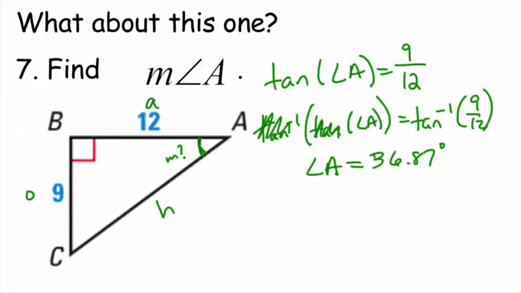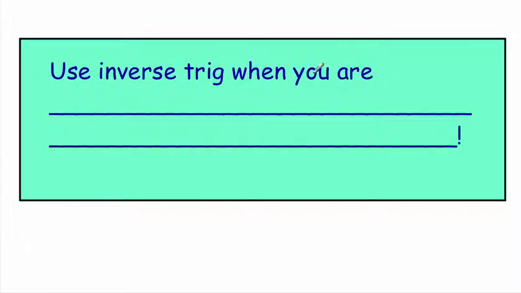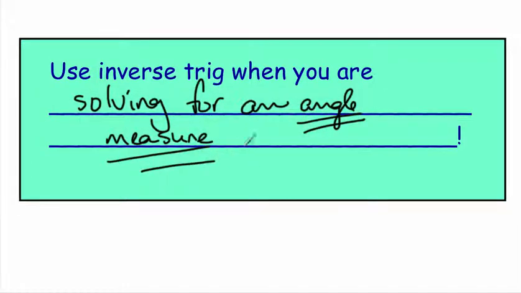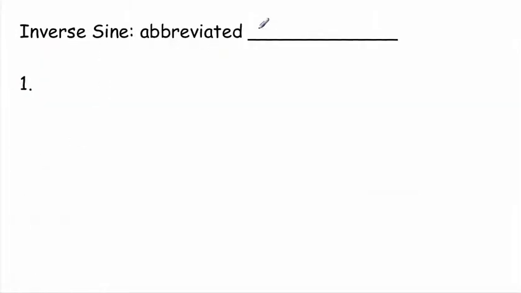So let's make a note of this. Use inverse trig when you are solving for an angle measure. Okay, when you're solving for an angle measure, not a side length, but an angle measure, that is when you use inverse trig. Okay, inverse trig is going to be inverse sine, abbreviated sine to the -1. Inverse, I should say inverse cosine.